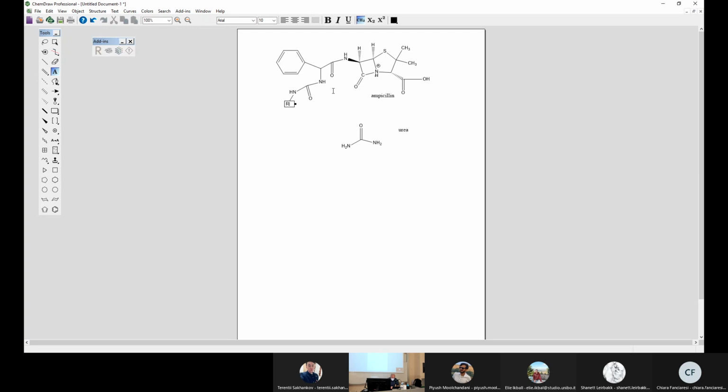And we have now the ureidopenicillins. This type of penicillins are active against gram-negative, but are still sensitive to beta-lactamases. So they are not resistant to the action of these enzymes.